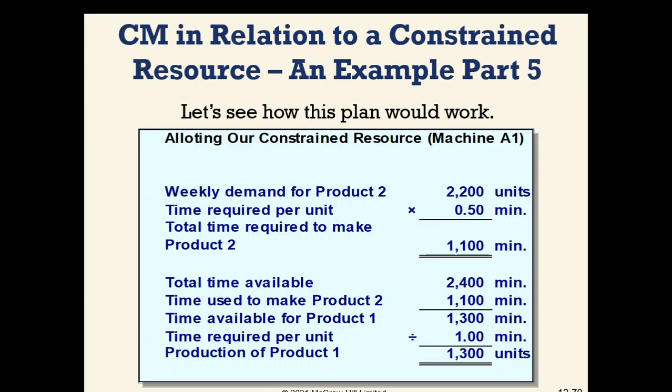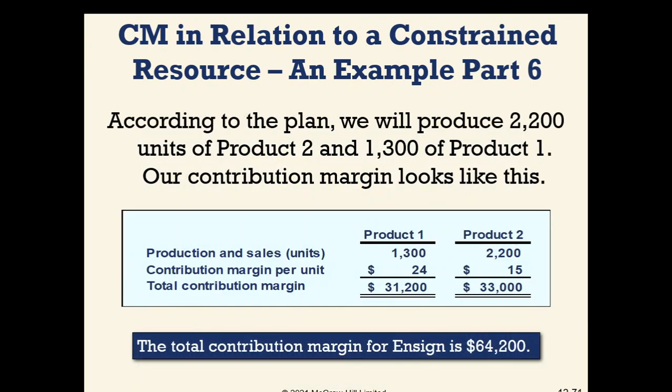The time required per unit for product 1 is 1 minute, which means that with the excess time, we can produce 1,300 units of product 1. So according to the plan, we'll produce 2,200 units of product 2 and then 1,300 units of product 1, and our contribution margins are shown on the screen.